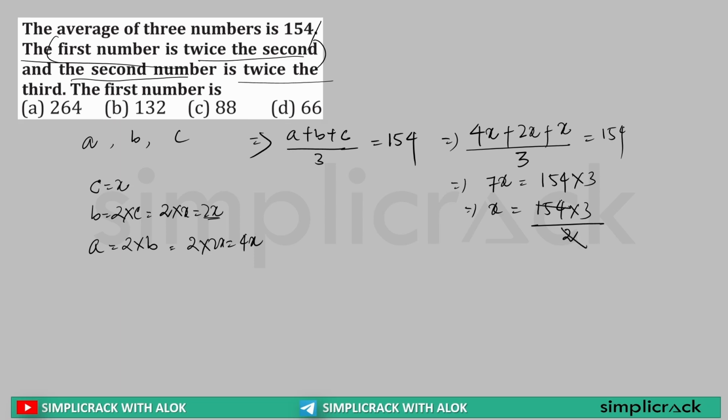Yes or no? Now 2 7s are 14, 2 7s are 14. So 22 into 3 is equal to 66. Okay. Now x is what? Sorry, I have made a mistake. It is not 2, it is 7. My bad.